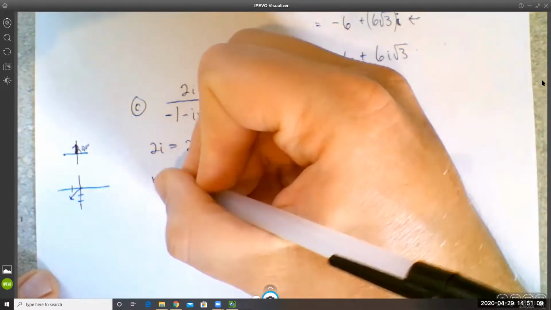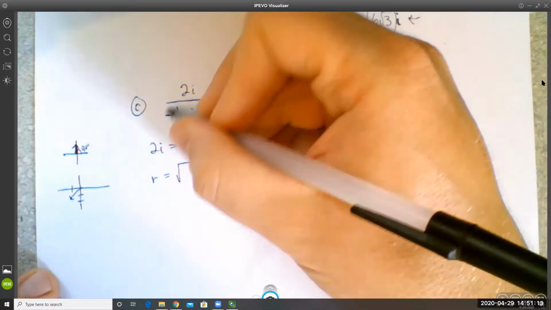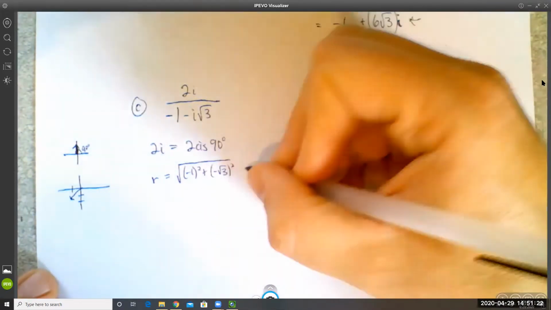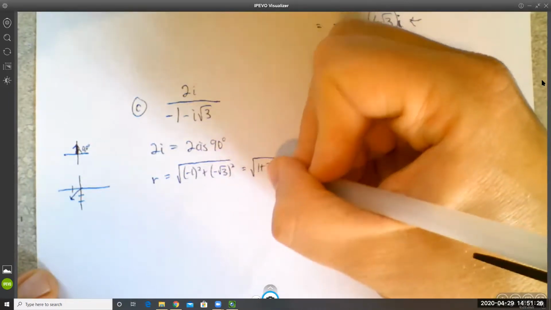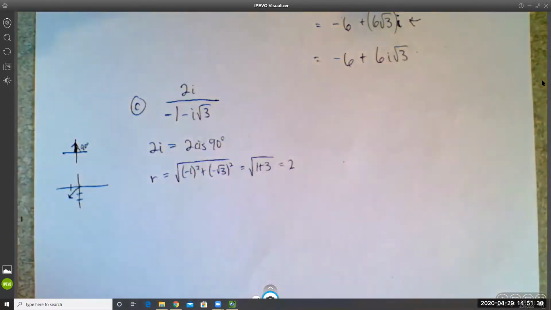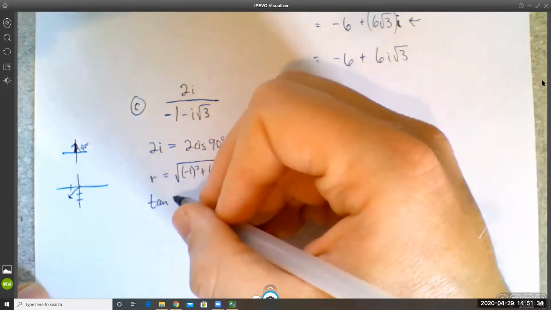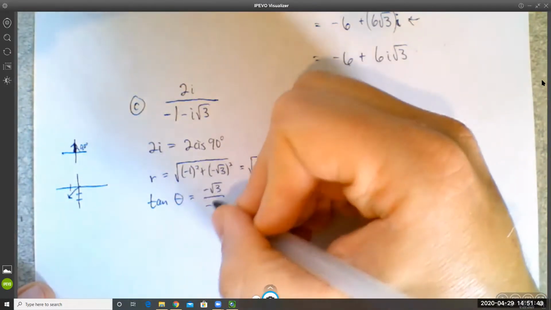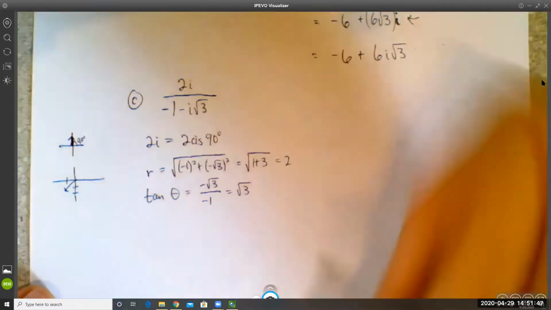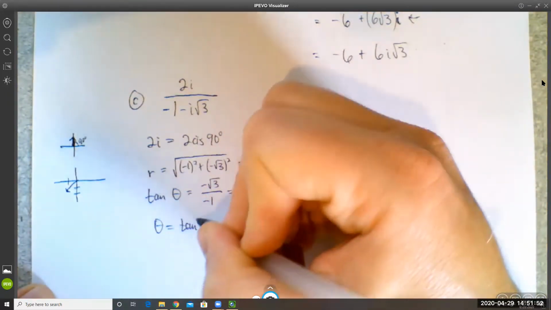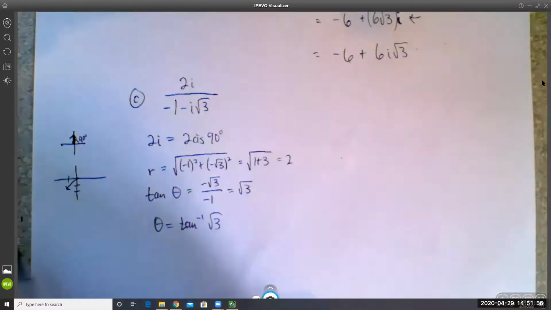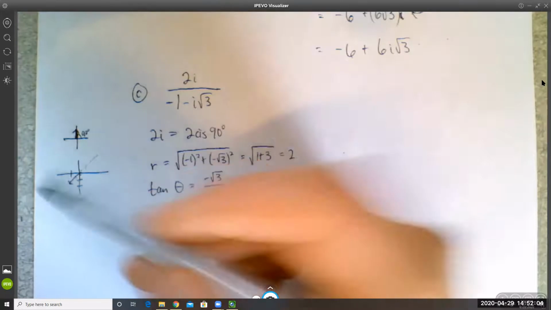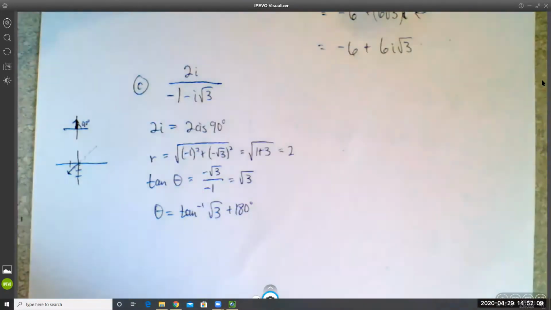So the modulus is going to be the square root of x squared plus y squared. That's square root of 1 plus 3, which is 2, right? And then the argument, the reference angle is going to be tangent, y over x, so that's root 3. If tangent theta equals root 3, then theta is going to be tangent inverse of root 3, but we're going to have to adjust it because tangent inverse of root 3 would put you up here in quadrant 1. And we don't want to be in quadrant 1, we want to be in quadrant 3. So we're going to add 180 degrees to that, so that we end up in the right location.